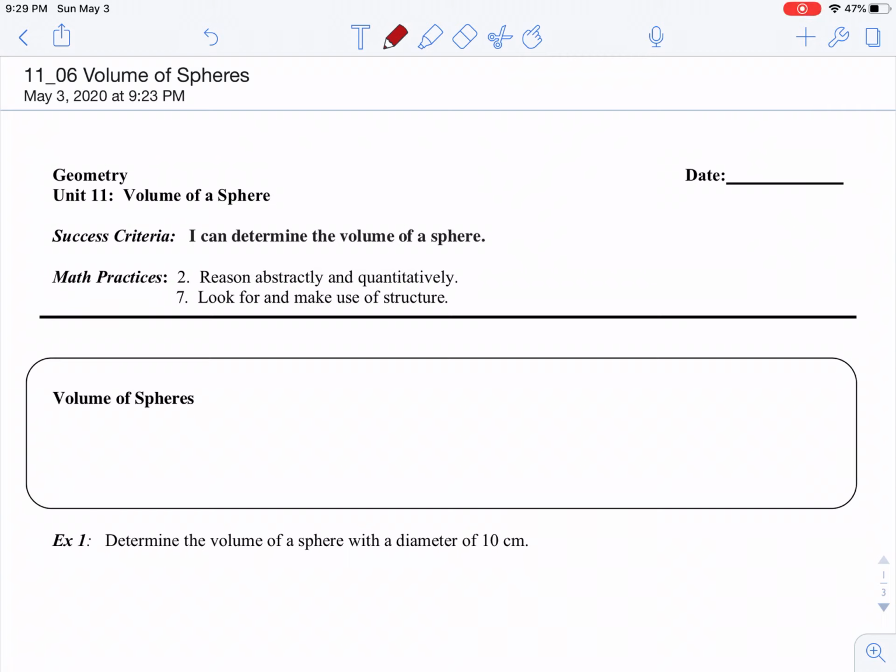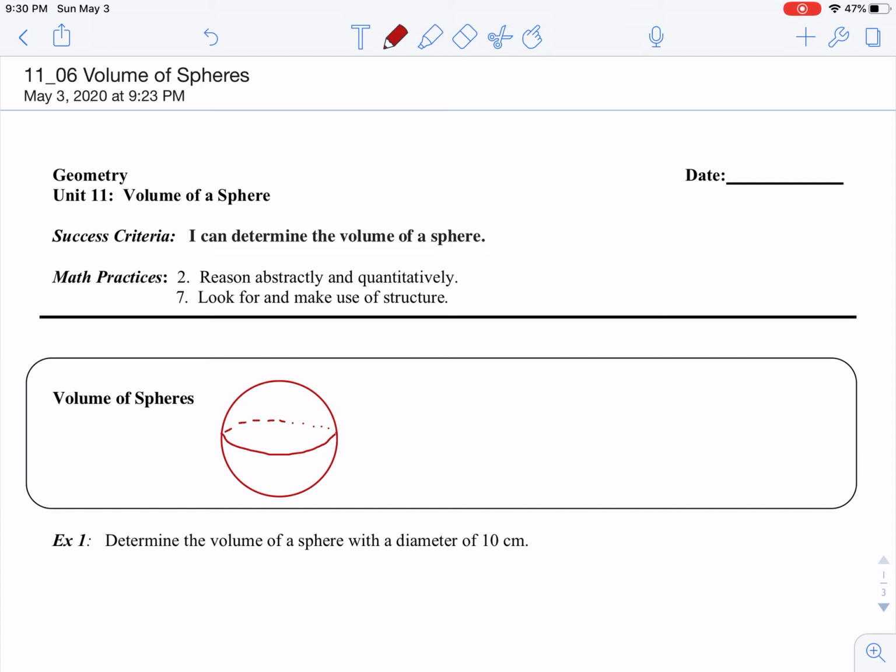Okay, so our last shape we're going to do the volume of is the volume of a sphere. And a sphere looks like this. It's like a big round ball, right? And if I'm going to draw a sphere, the best way to draw it is to draw the circle. And then we're going to give it the dimension, like the look of the 3D, by drawing a forward curve and then the back curve that we wouldn't be able to see.